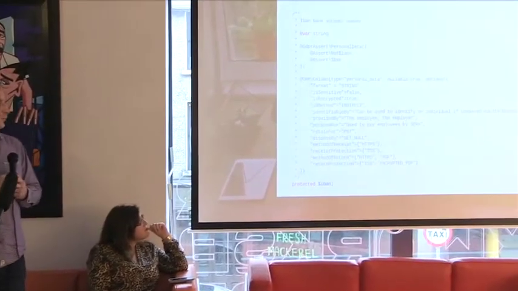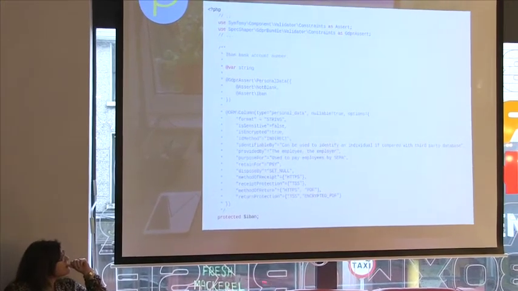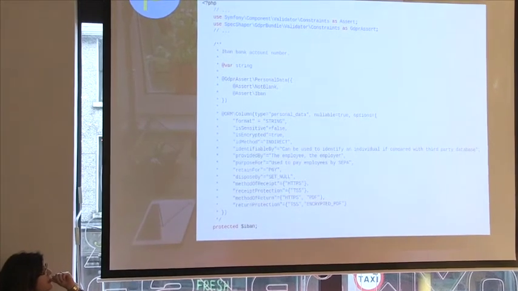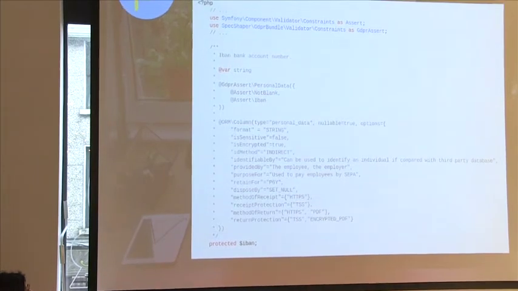Provided by who? The employer. The purpose: why do I keep it? Why do I need this information? It's used to pay employees, so it's pretty self-evident. How long should I keep it for? The retention period. Under the revenue rules, it's 6 years, so that's my easy method for determining compliance.